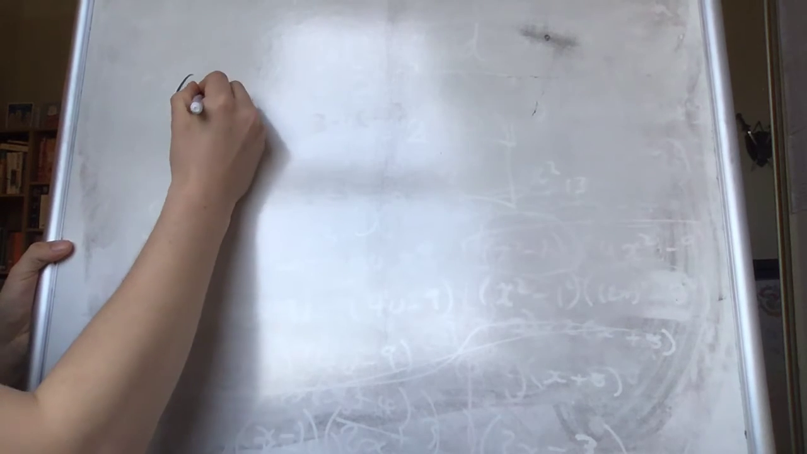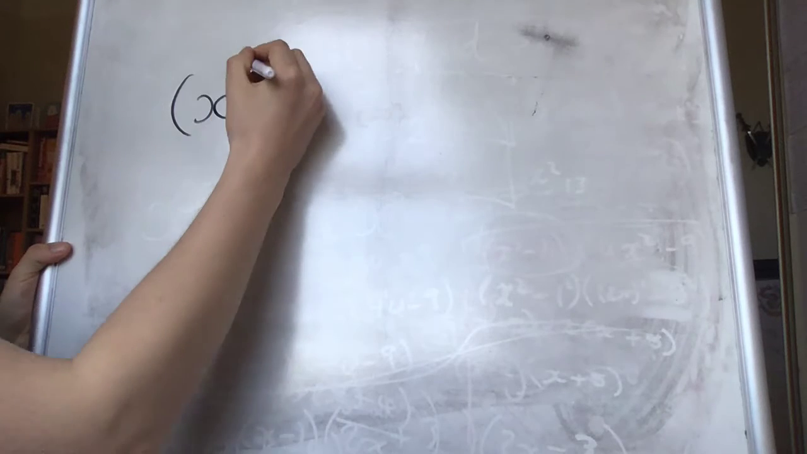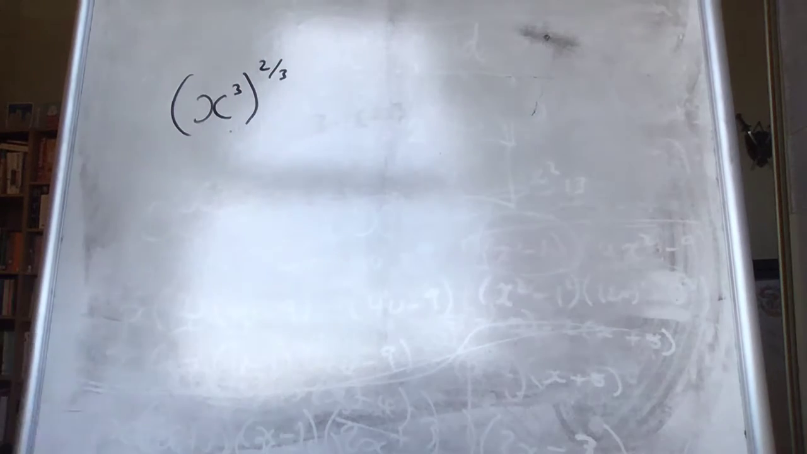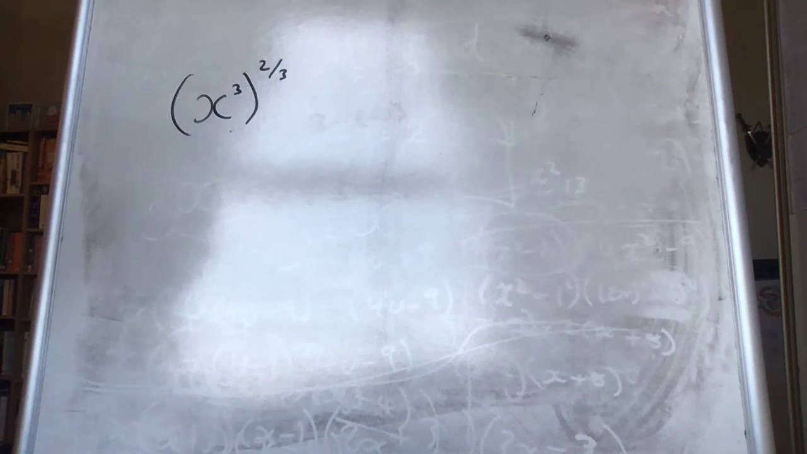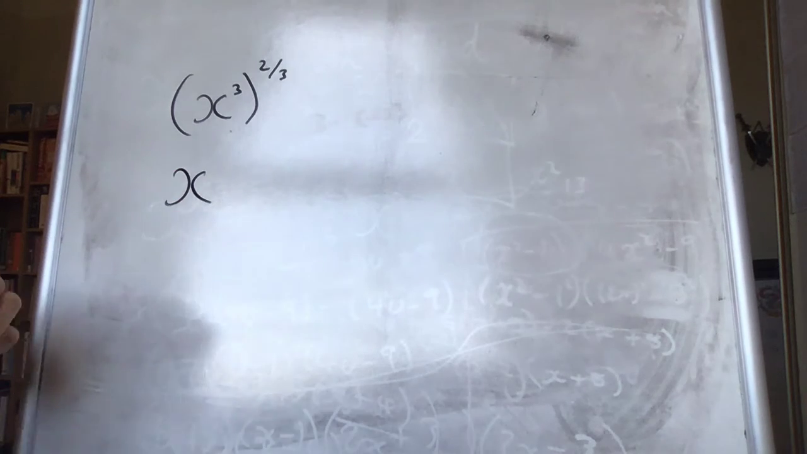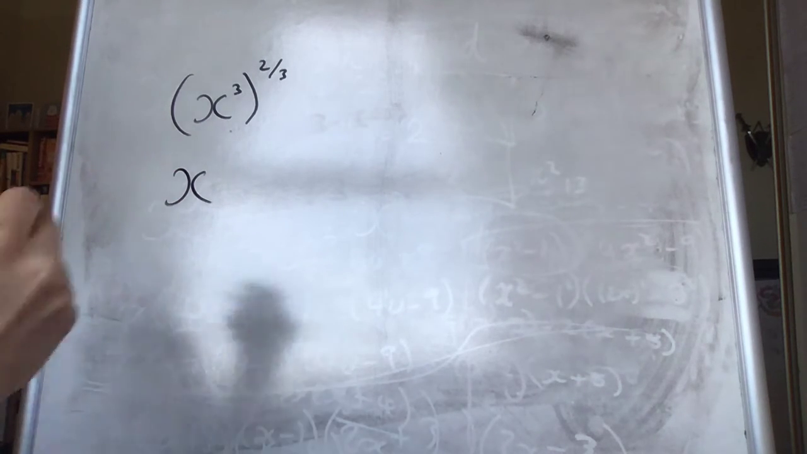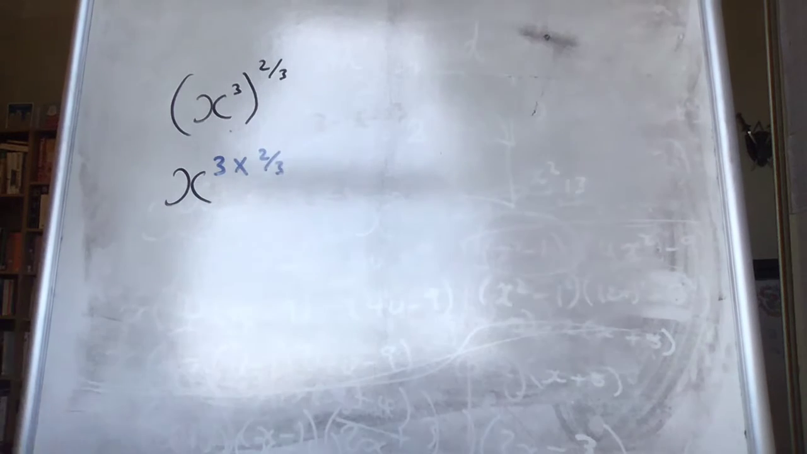Let's try something slightly different. So what happens if we have x raised to the third power and then all of that is raised to the 2 over 3 power? Now when we have something raised to a certain power and all of that raised to another power, we have to multiply the two powers. So x would be to the power of 3 times 2 over 3.